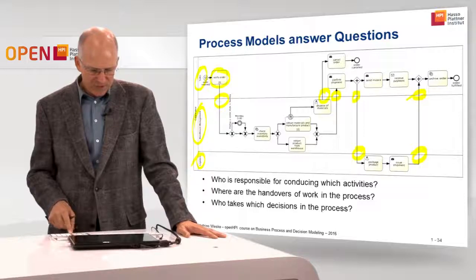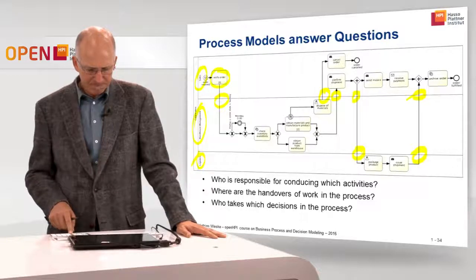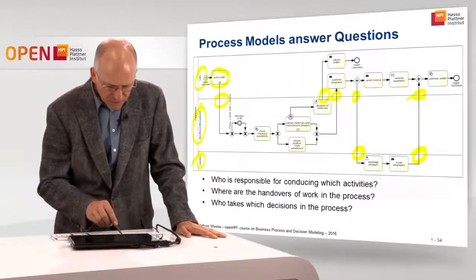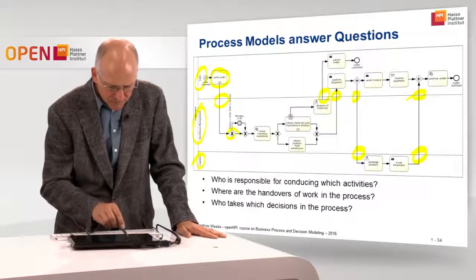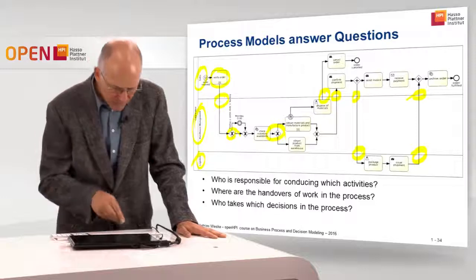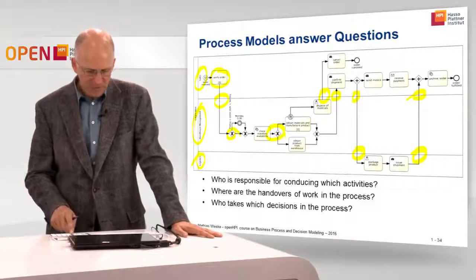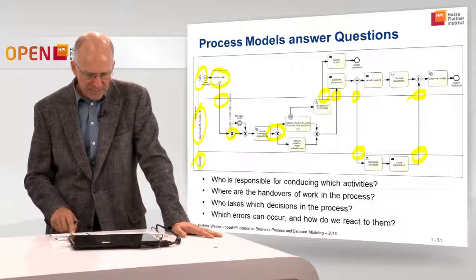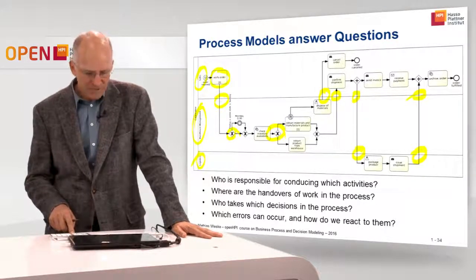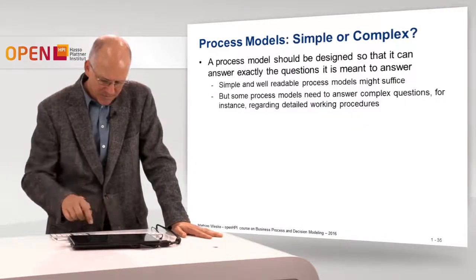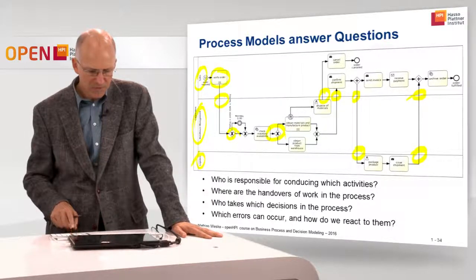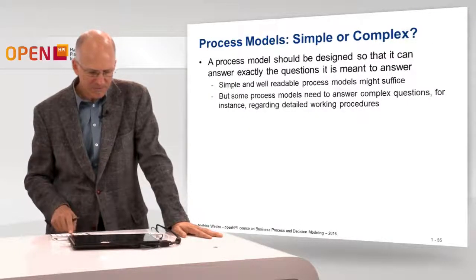Who takes which decisions in the process? Also, we can see this here. So I think there's one decision here. Well, that's an automatic decision. Here's a decision, and we can say that the warehouse management is in charge of this decision. So we can answer a bit more complex questions, and also we can answer questions related to the occurrence of errors and of handling of errors, and that is this part. We'll come to that in one of the later courses or chapters of this course.